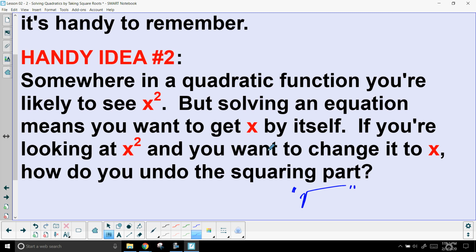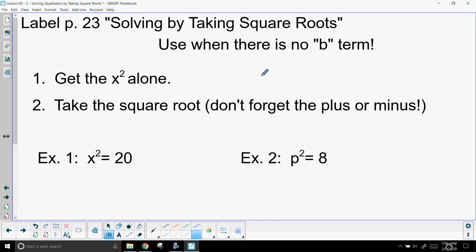So again, if you want to write this down, pause it. If not, let's keep going. So, simple notes. Solve by taking the square roots. Use when there is no b term. Okay, that's no middle term. So, get x squared alone, and then take the square root. Don't forget, we're incorporating the plus and minus.